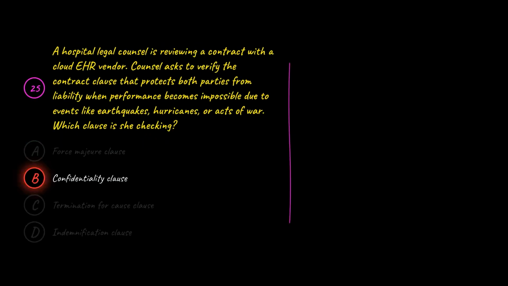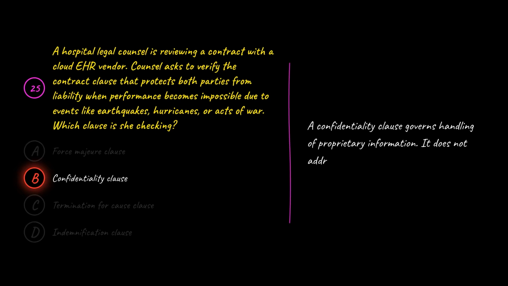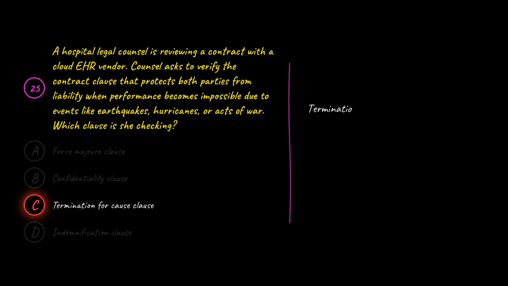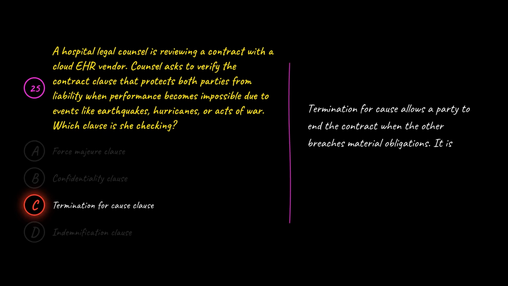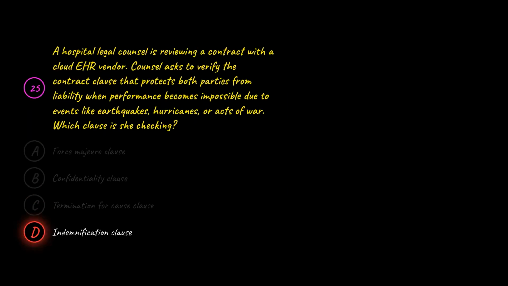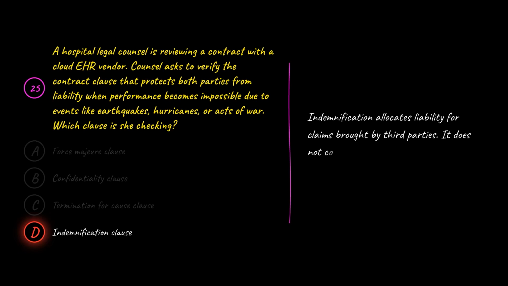B is wrong because a confidentiality clause governs handling of proprietary information. It does not address performance during disasters. C is wrong because termination for cause allows a party to end the contract when the other breaches material obligations. It is not an excuse for non-performance due to external events. D is wrong because indemnification allocates liability for claims brought by third parties. It does not cover impossibility from natural disasters.